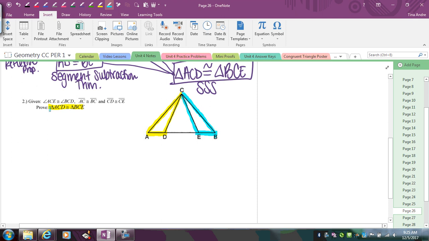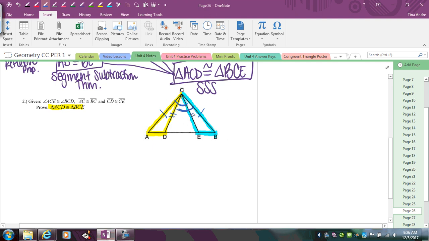So looking at what they give me, I have some things to mark. I have angle ACE, so this entire angle is congruent to angle BCD, this entire angle. Then I have AC is congruent to BC. And then I have CD again, and I have CE again.